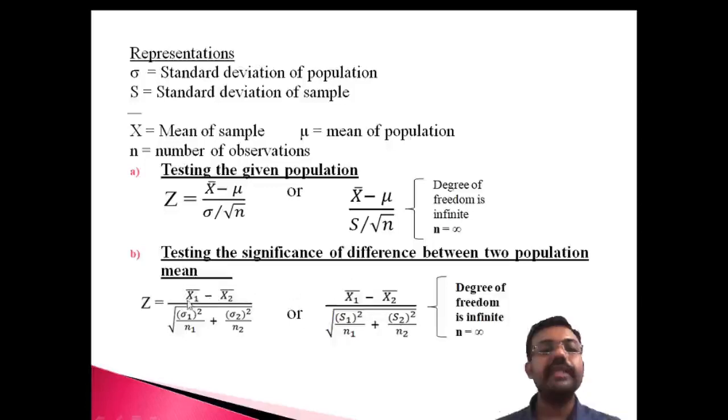And in this situation we can use this category of formula: x bar 1 minus x bar 2 divided by the root of standard deviation 1 square divided by n1 plus standard deviation 2 square divided by n2. That is, s1 square by n1 plus s2 square by n2. That's the only change: here it is the sample standard deviation, there the population standard deviation. Here there are two sets of observations, 1 and 2. Okay, and here there is a degree of freedom.